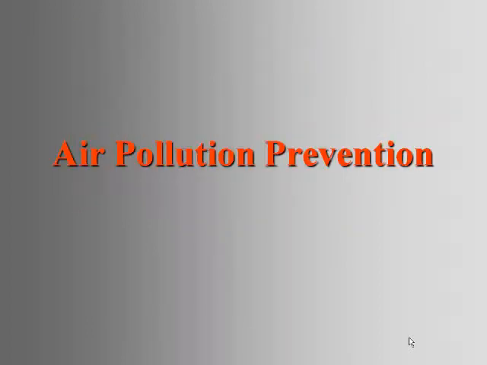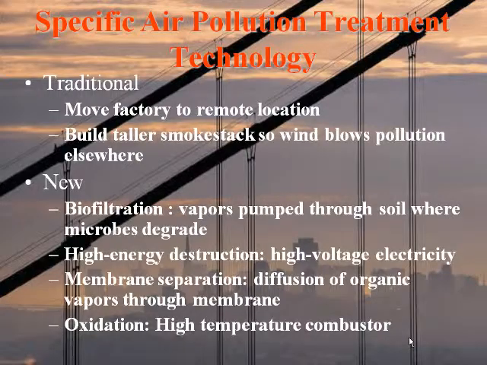Okay, so how do we prevent air pollution? The traditional method is moving the factory so that it's not around people. The taller the smokestack, the more wind picks it up, so it moves it elsewhere and not just right over wherever you are. New technologies that we can have are biofiltration, where we can have microbes degrade and use whatever pollutants or chemicals we're spitting out. We can also destroy them through high voltage electricity, through membrane diffusion, and through oxidation.